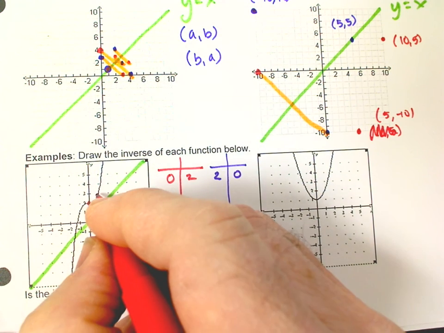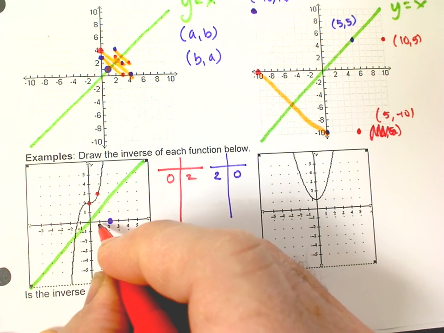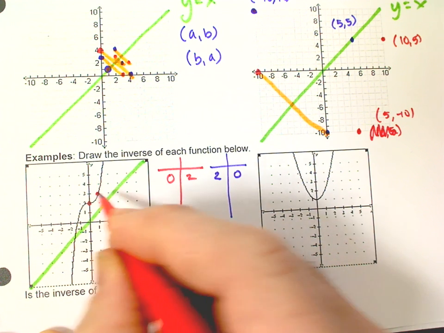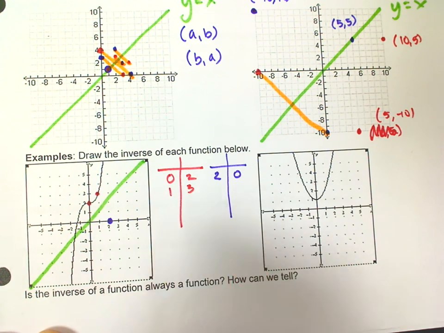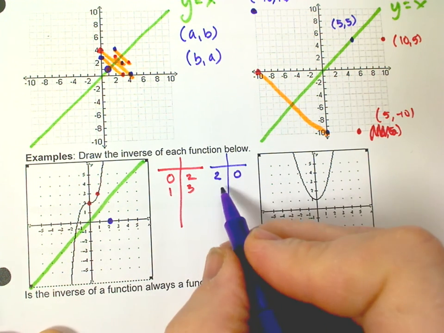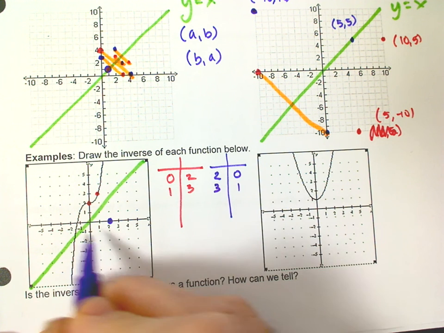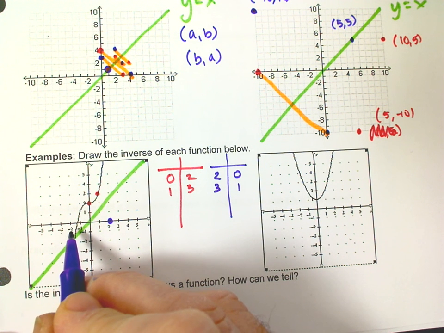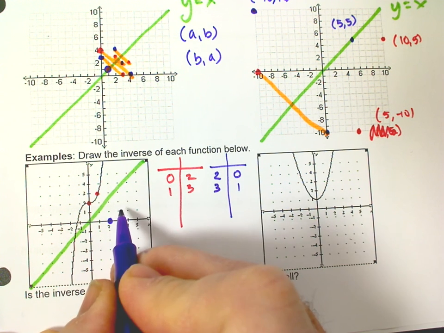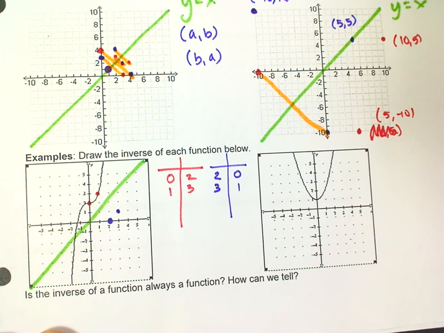There's another point right here that is to the right 1 and up 3, (1, 3). If we flip that around or take the inverse of that, we'll go through the point to the right 3 and up 1. So are we just reflecting that line across the line that we drew, y equals x?